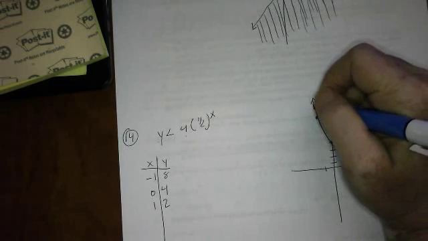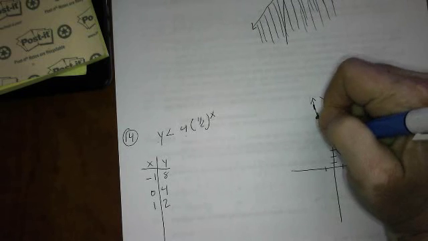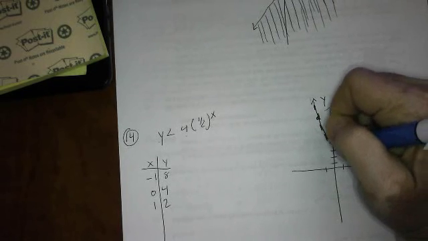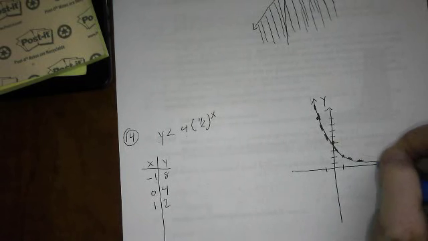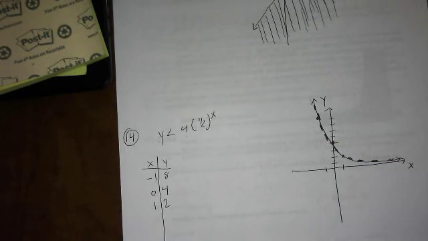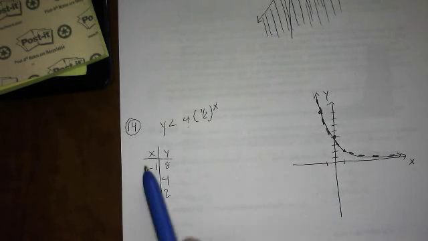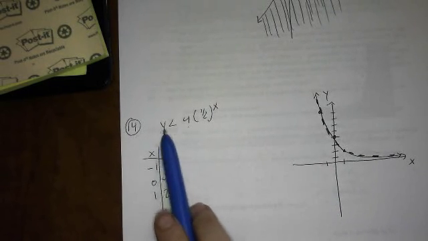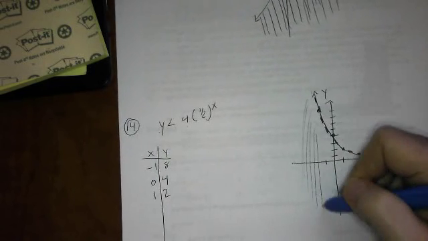But it's not really a big problem if you did it in pencil. And even though I did it in pen, I can make it look like a dotted line still, or a dashed line, not a solid line. There we go. And then am I going to shade above or below? Less than is below, so I know I'm going to shade below.